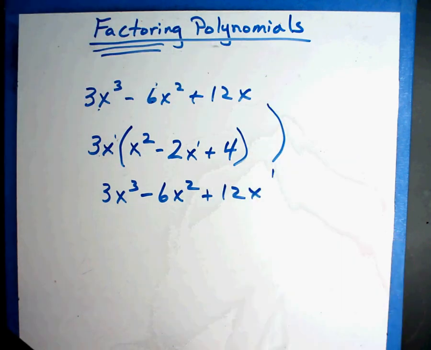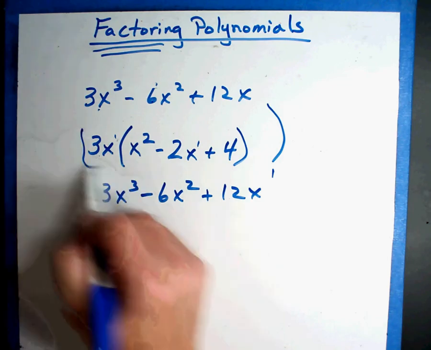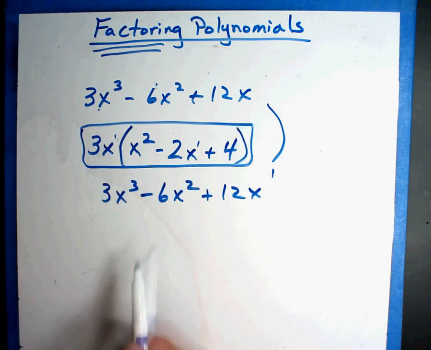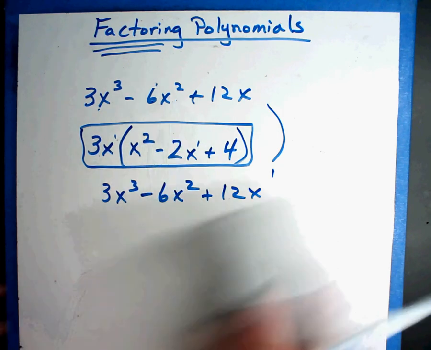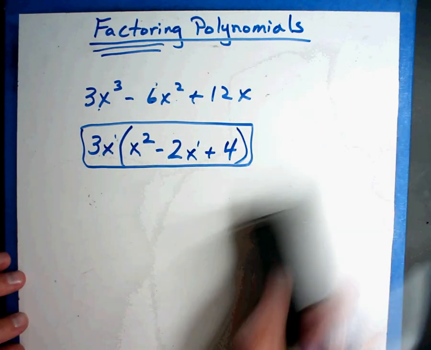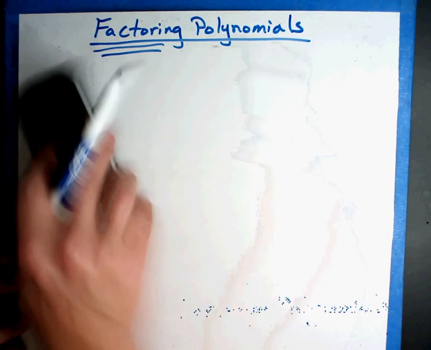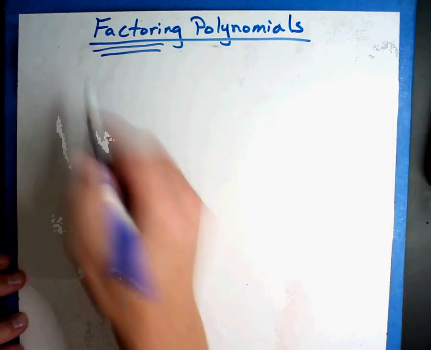Those are exactly the same. That means I must have factored this right. So I can actually reverse it. If I can get the answer back that I started with, then I know I got the answer right. Let's try one more of those. Just takes a little practice.